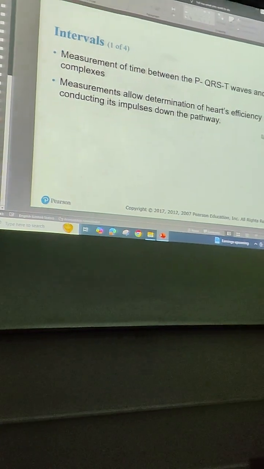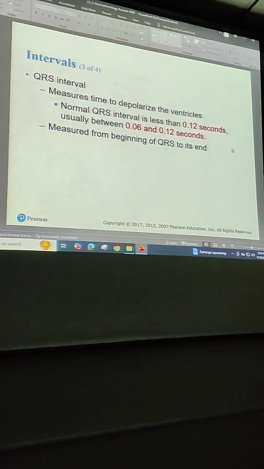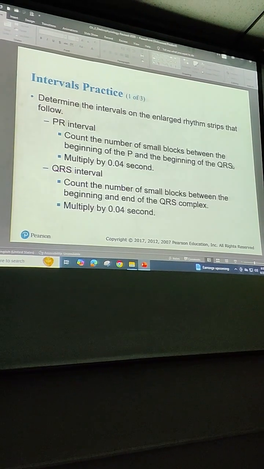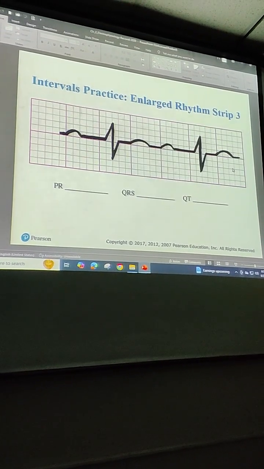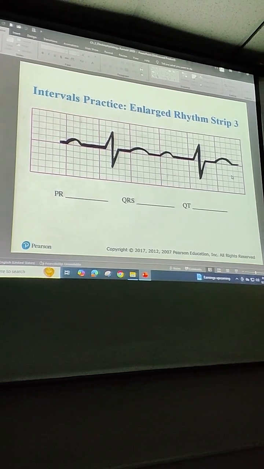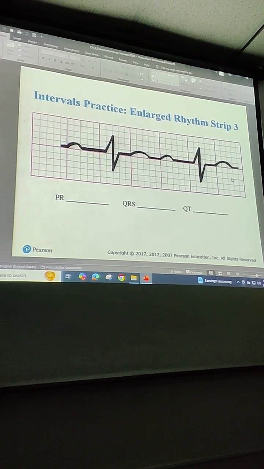Okay, so I think we are kind of good. Here is the same thing, the QT interval measured from the beginning. This was just for practice. We do a little practical tomorrow, so you know how to measure, counting the little blocks, okay?